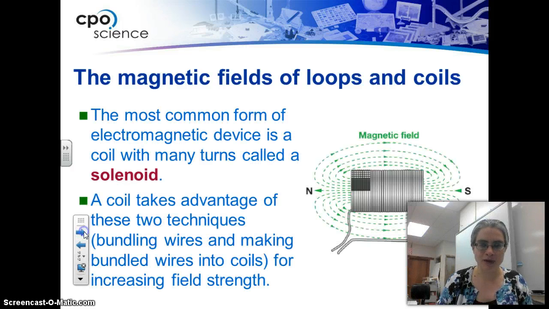The most common form of electromagnetic device, a coil, is called a solenoid. The coil takes advantage of these two techniques, bundling wires and making bundled wires into coils for increasing field strength. So we have seen and made these before, and you can see the strongest part of the field is in the center of the field, and you have these magnetic field lines going out. The closer the field lines are together, that indicates a greater strength. The further away the field lines are, that indicates a weaker strength.